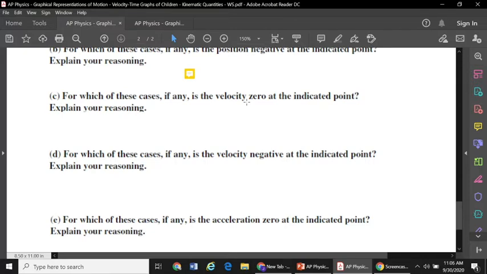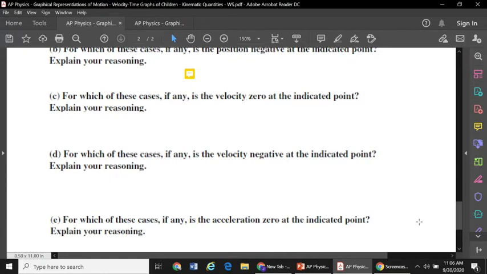The point of these explain your reasoning questions is there is an overarching concept. So you just give the overarching concept, and that's it. Take 3 or 4 minutes, pause this video, and when you hit play, we'll go over it.